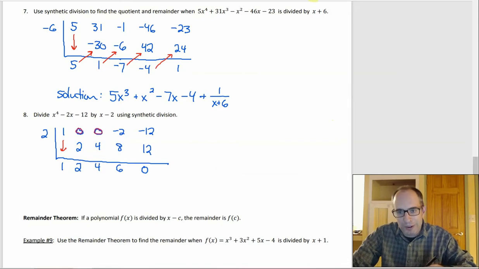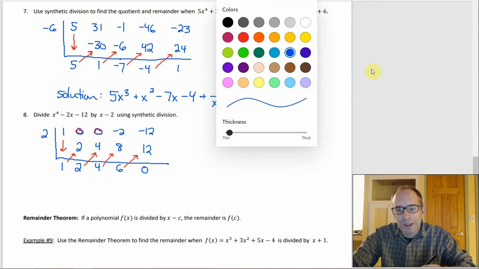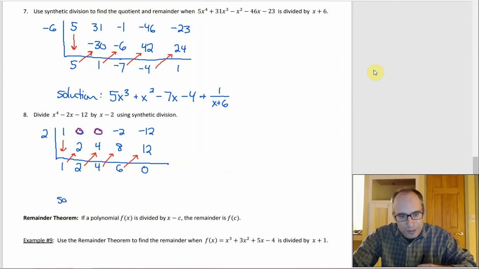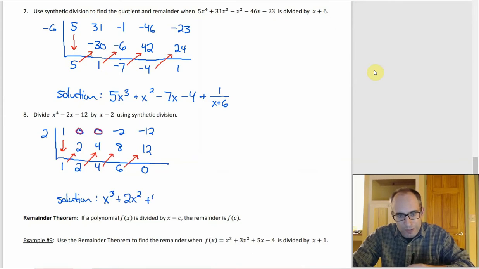So I guess I can draw in those red diagonal arrows again, right? Because we were kind of going like that, like that, and like that, and like that. All right, so to go back and write out our solution, it looks like what we're going to get. Remember, it's going to start 1 degree below what we're at here. So it's going to be 1x cubed, or just x cubed, then plus 2x squared, then plus 4x, and then plus 6. And that's it.